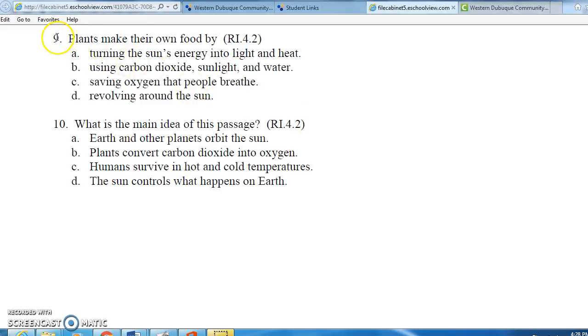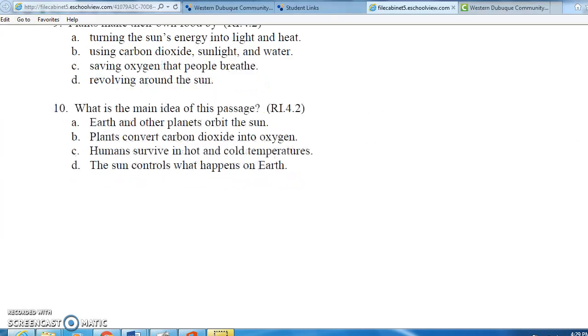Number 9. Plants make their own food by A, turning the sun's energy into light and heat. B, using carbon dioxide, sunlight, and water. C, saving oxygen that people breathe. Or D, revolving around the sun. Please pause the video to go back and find your answer.